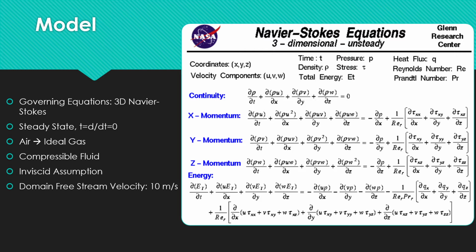The model was chosen next, based on the Navier-Stokes governing equations. These equations were to be solved by StarCCM Plus in a 3D space, as the models were three-dimensional. This simulation was to be solved as steady state, with ideal gas air making up the fluid domain. Compressibility of the fluid is present in the simulation, so coupled flow was chosen. For computational efficiency, the flow is assumed to be inviscid, with the free stream velocity of the domain set as 10 meters per second.